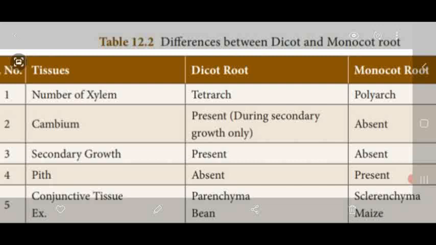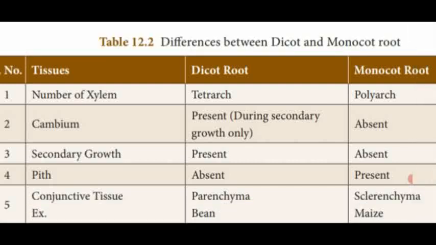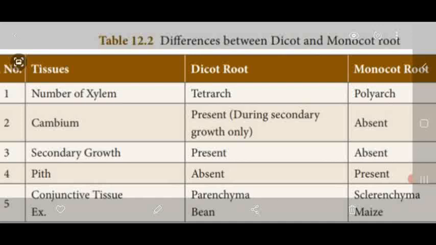Then pith, in dicot root, it is absent because that central region of the vascular bundle is occupied by the large metaxylem elements. But in monocot root, that central region is occupied by thin-walled parenchymatous cells with a lot of intercellular spaces, which store the food material. That region is called pith. The vascular bundles are present around the pith region. So pith is present in the monocot root.